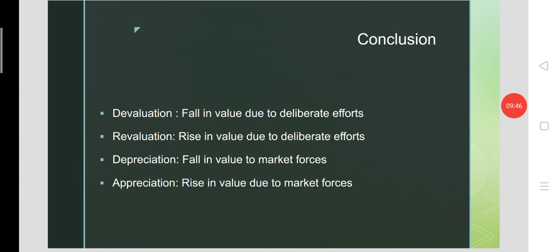So let's look briefly. Devaluation is the reduction in the value of the currency due to deliberate effort. Revaluation is the rise in the value due to deliberate effort of the government or central bank. Depreciation is a fall in value due to market forces. Appreciation is the rise in value of the currency due to market forces.